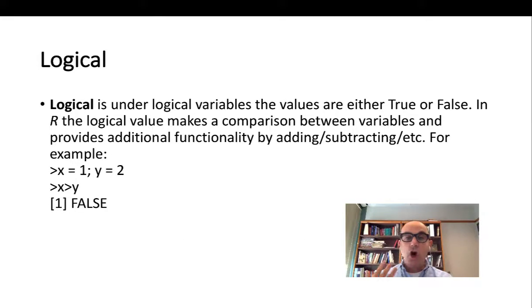A logical is also part of our vocabulary in R, and it can be true or false. So in R, we have logical values that make a comparison between the variables, and it provides additional functionality when we are adding or subtracting or doing other things. For example, x equals 1, y equals 2. And when we ask whether x is smaller or bigger than y, it will answer us false or true.